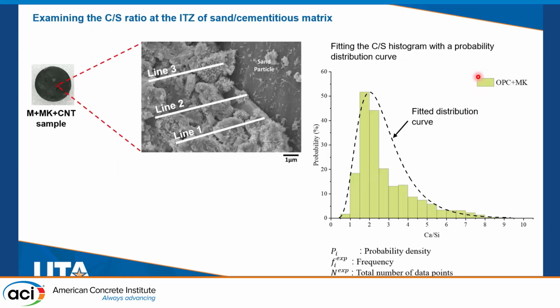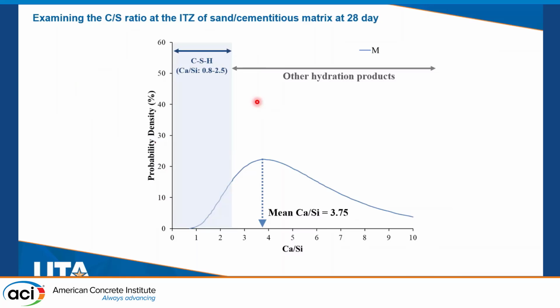To understand what the modulus improvement means in terms of chemical composition of the CSH, we calculated the C/S ratio using SEM-EDX analysis, and we performed line scanning from the sand outer surface well into the concrete for a 10 micrometer length, and we did multiple line scans. All of the data points were collected, and then a histogram was developed, which was fitted with a probability distribution curve. And I'm showing you the curve for plain mortar right now. So for plain mortar, we have a mean C/S ratio of 3.75.